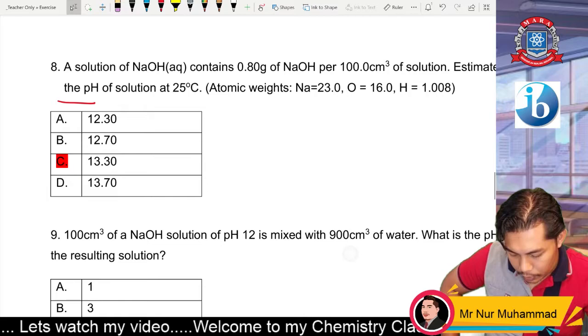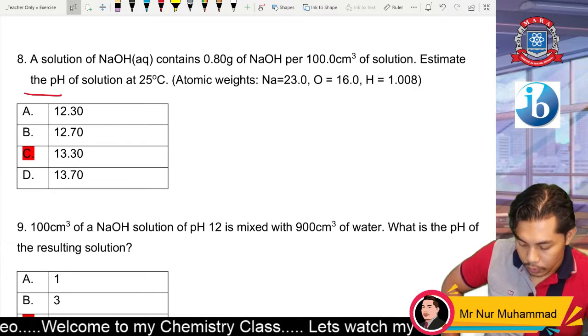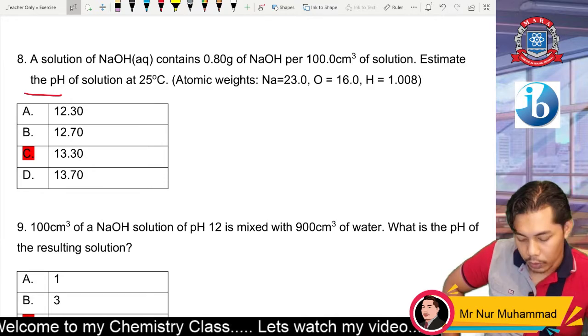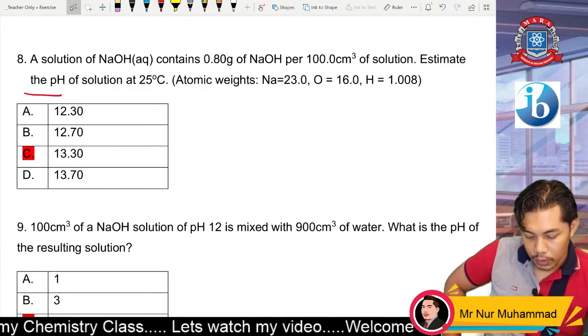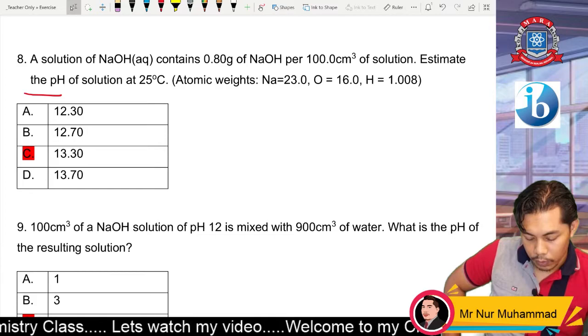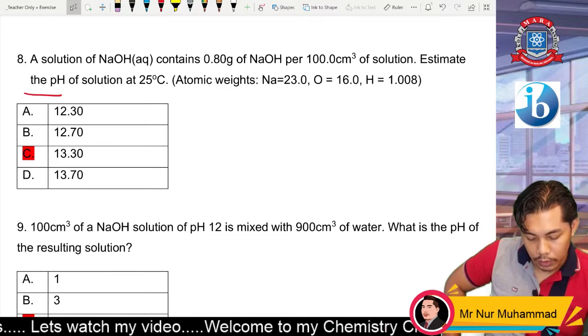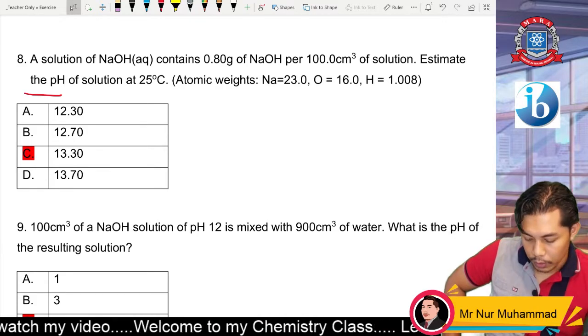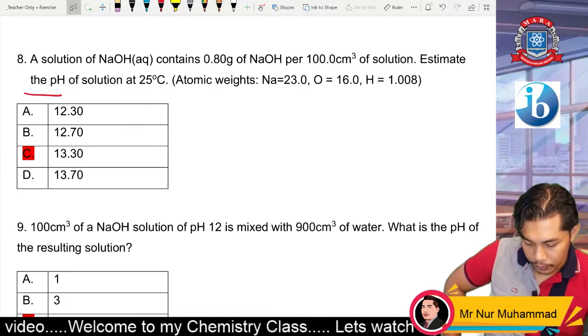Okay, next question. Question 8. A solution of sodium hydroxide contains 0.80 gram of sodium hydroxide per 100 centimeter cube of solution. Estimate the pH of the solution.